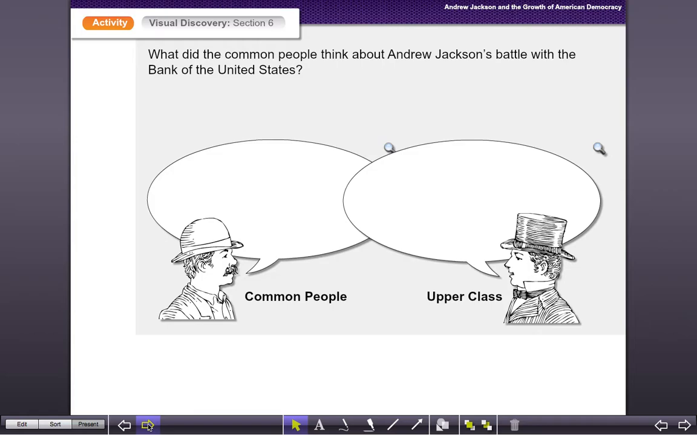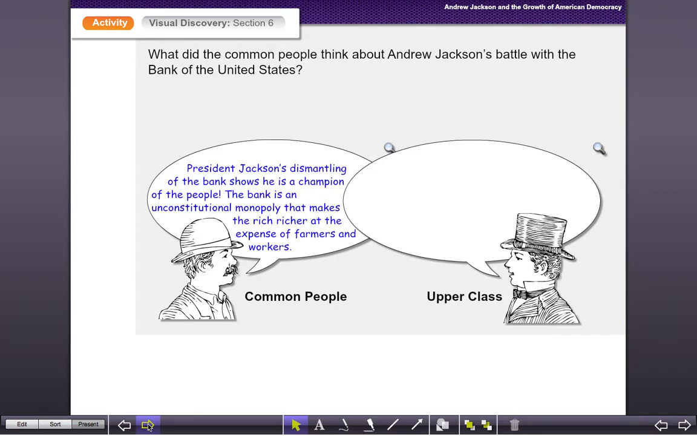So what did the common people think about Andrew Jackson's Battle of the Bank? Well, quite frankly, they believe President Jackson's dismantling of the bank shows he is a champion of the people. The bank is an unconstitutional monopoly that makes the rich richer at the expense of farmers and workers. So we got to remember, Andrew Jackson didn't like the national bank because he thought it favored the rich and those that lived in the East versus farmers and capitalists in the Western frontier. So common people were like, bank is bad, okay? Upper class, what did they think about this?